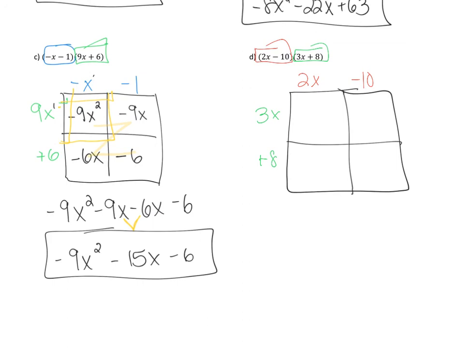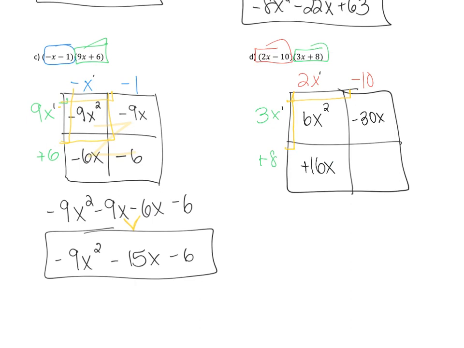Then what I'm going to do is multiply. So this term times this term. 2x times 3x is 6x squared. Remember, to multiply, add your exponents. Then we're going to go 3x times negative 10, and 3x times negative 10 just gets me a negative 30x. Then I'm going to do the next row, which is 8 times 2x. This gets me a positive 16x.